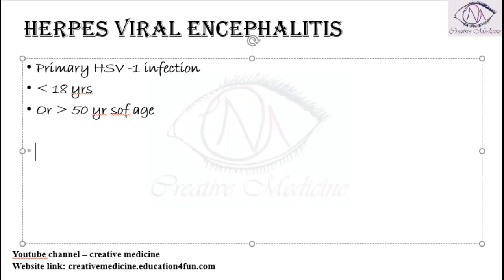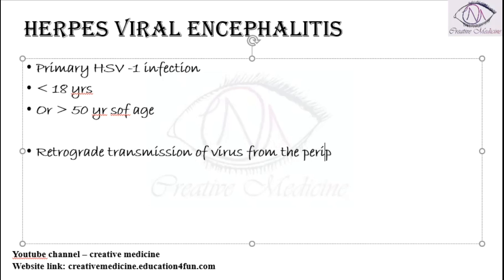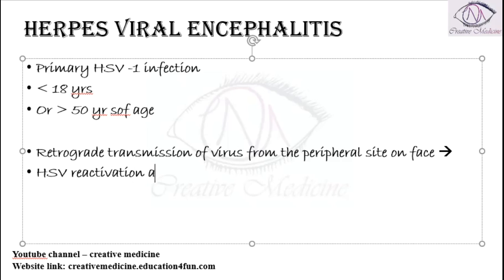This herpes simplex encephalitis is mainly caused by a retrograde transmission of the virus from a peripheral site, like the face. From there, due to the retrograde transmission of the virus, it results in herpes simplex encephalitis. Because of this, herpes simplex viral reactivation will occur along a nerve, or along an axon. From there, it can reach the brain.